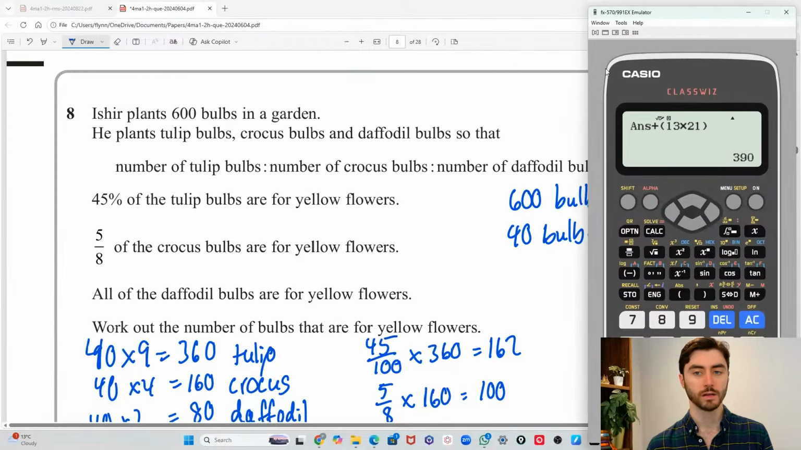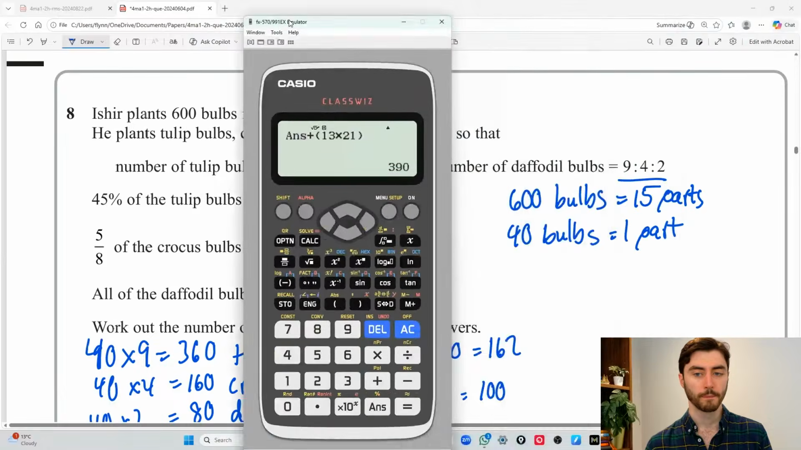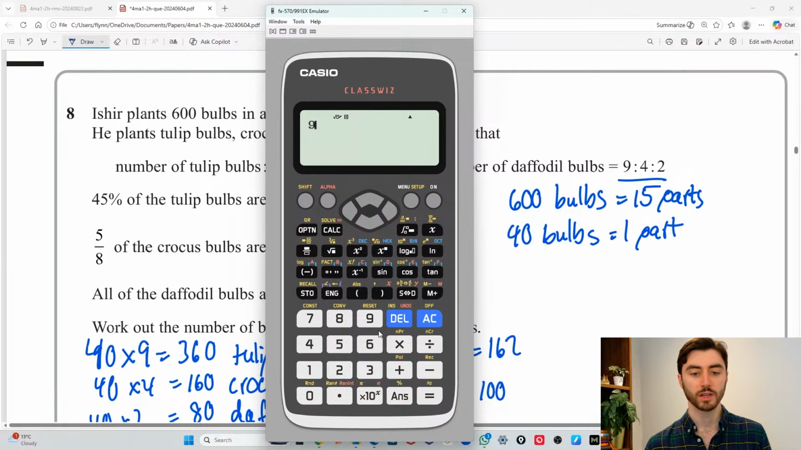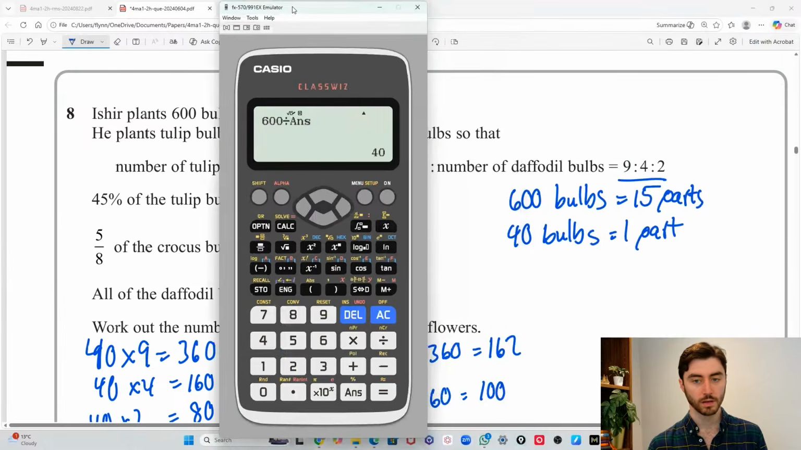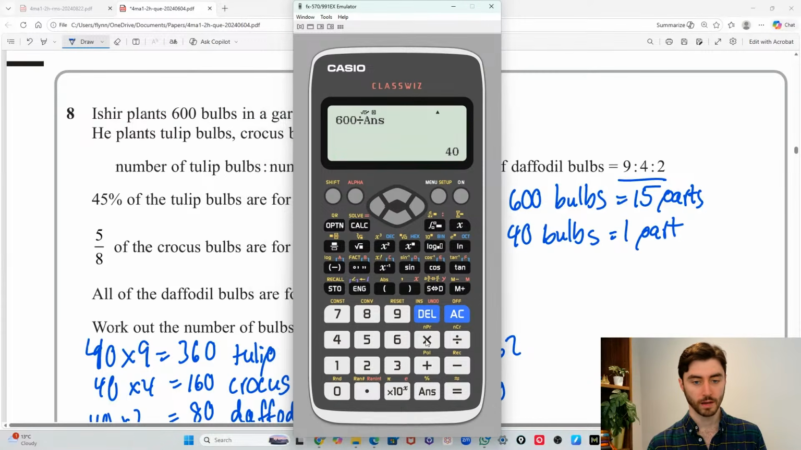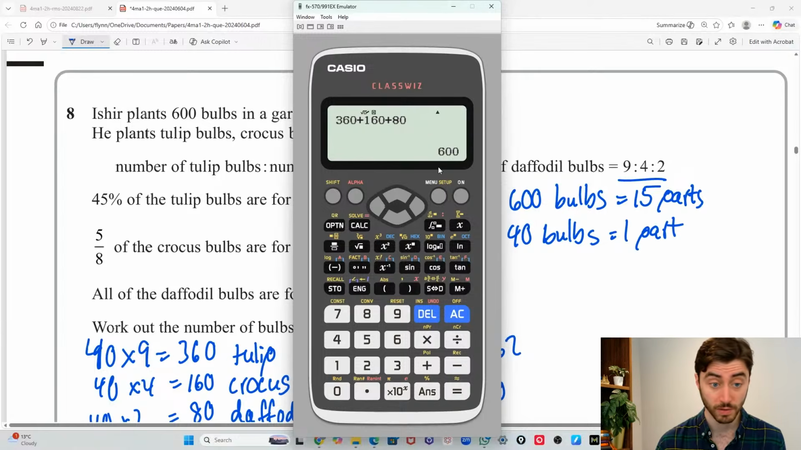This one is one where you kind of just have to redo it. So adding them together is 15 parts. So 600 divided by that gives me 40. So there's 40 bulbs per part. Multiply that by 9 is 360, times 4 is 160. Let me add these together and just confirm I get my 600. So there's always things you can do just to check you haven't made small errors on the way. So yep, those do add up to the 600 they're supposed to.